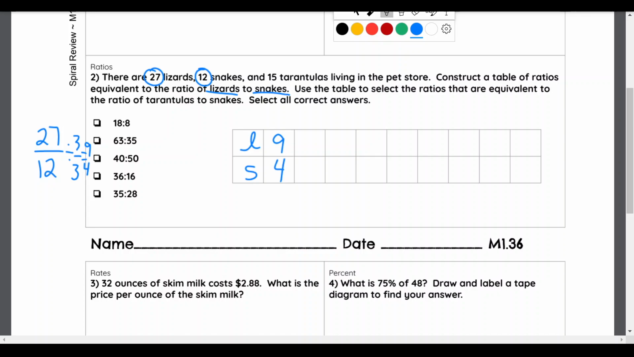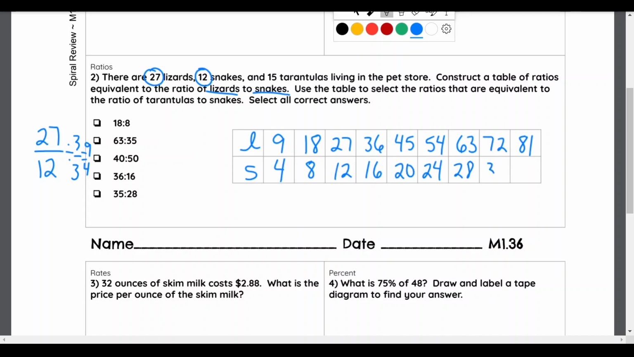And now I can count out on the table, counting by 9s. 9, 18, 27, 36, 45, 54, 63, 72, 81. And counting by 4s, 4, 8, 12, 16, 20, 24, 28, 32, 36.